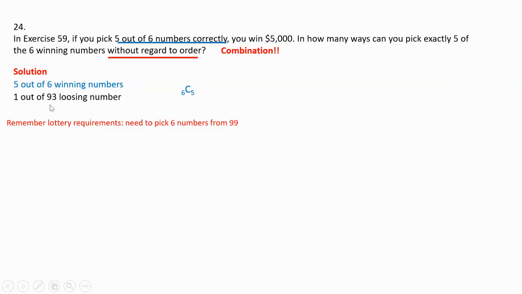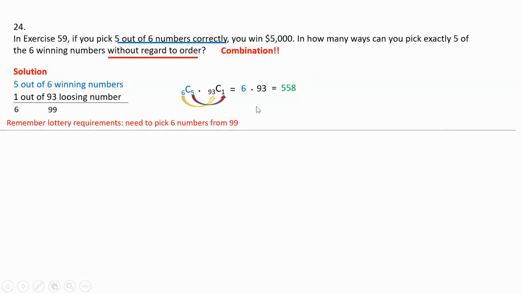So this is the winning number, and this is from the losing numbers. These have to add up to 6. These have to add up to 99 from the previous slide. So we're going to multiply times 93 combination 1. Remember, this has to be 99. This has to be 6. 6 combination 5 will give us 6. 93 combination 1 will give us 93. So that's my result, 558.